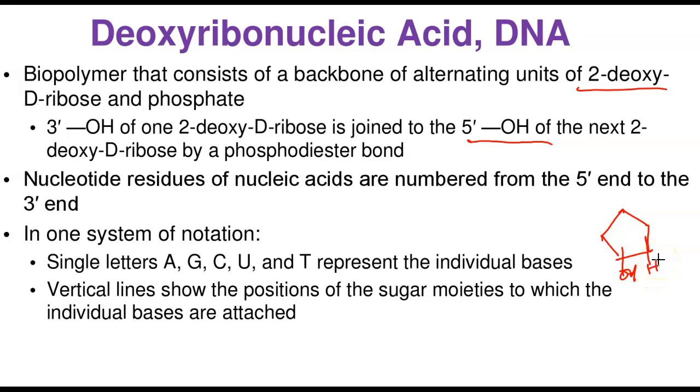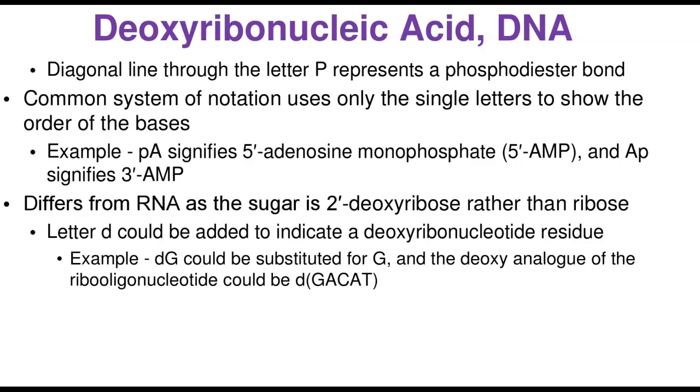So removal of oxygen, remember, is what? Reduction. So it has been reduced. That's what that simply means for the ribose sugar. Now, the nucleotide residues of nucleic acid are numbered from the 5' end to what? The 3' end. Usually we try to write them using the abbreviations for the bases. Adenine is A, guanine is G, cytosine is C, uracil is U, and thymine is T. It represents the individual bases. And the vertical line shows the position of the sugar moieties to which the individual bases are attached. I'm going to show you that notation as we move on.